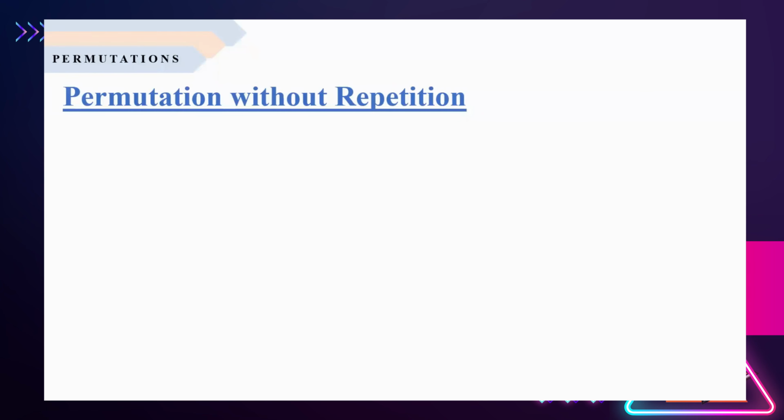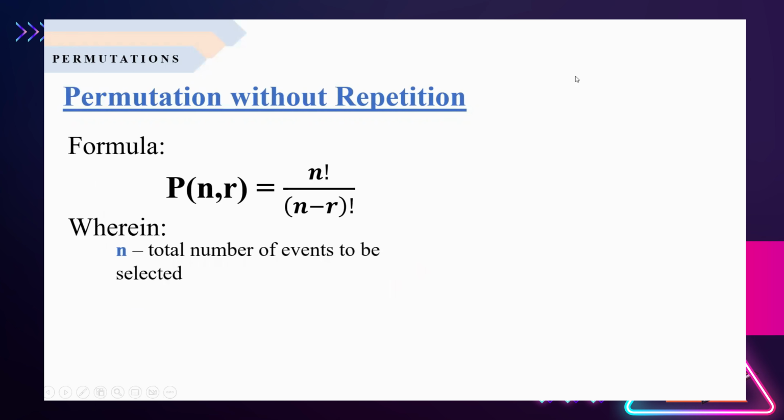Next is the permutation without repetition. Ano naman ang formula na ating gagamitin kapag ang problem ay about permutation without repetition? Ibig sabihin, hindi pwedeng maulit. So the permutation of n taken r at a time is equal to n factorial all over the quantity of n minus r factorial, wherein n is the total number of events to be selected, r is the number of events to be arranged, and the value of r is always less than or equal to the value of n.